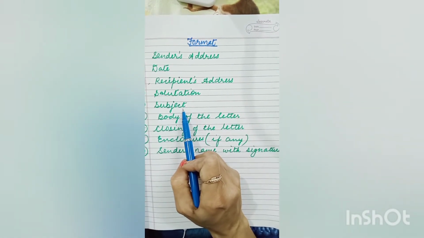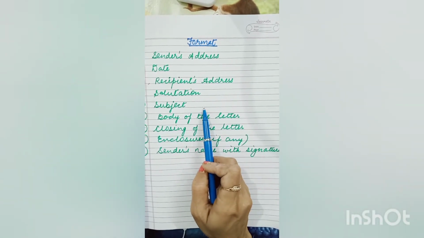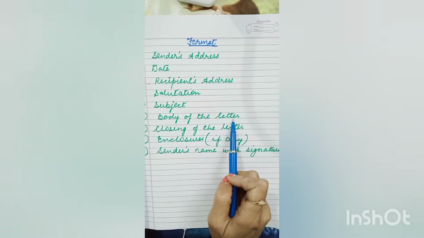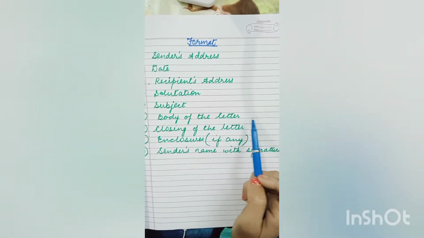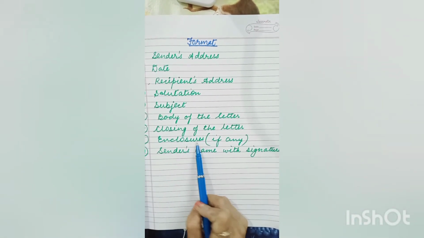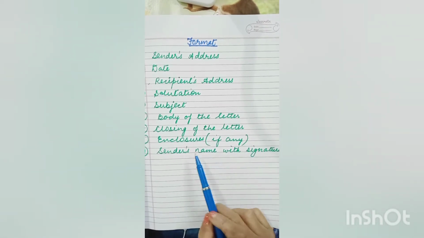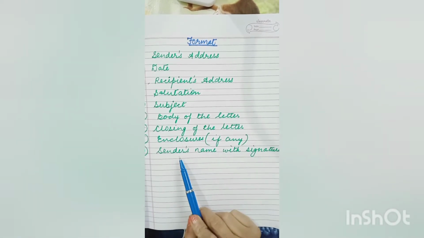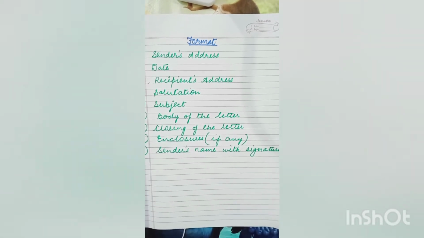On which subject you are writing the letter, that should be stated clearly. Then the body of the letter, where you will discuss your problem or your subject. Then the closing of the letter and enclosures, if any. If you are writing a complaint letter, then you have to provide the bills and so on. Then the sender's name with signature. This is the format of the letter.